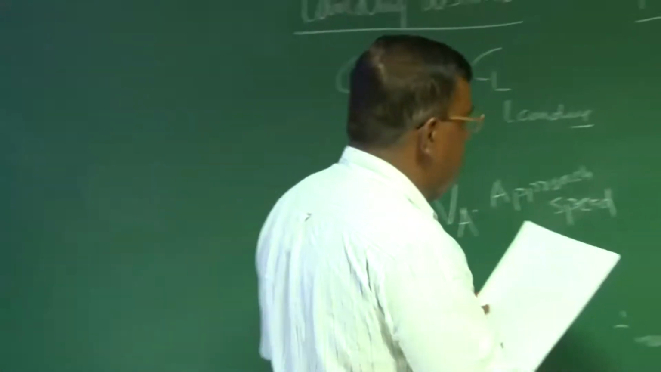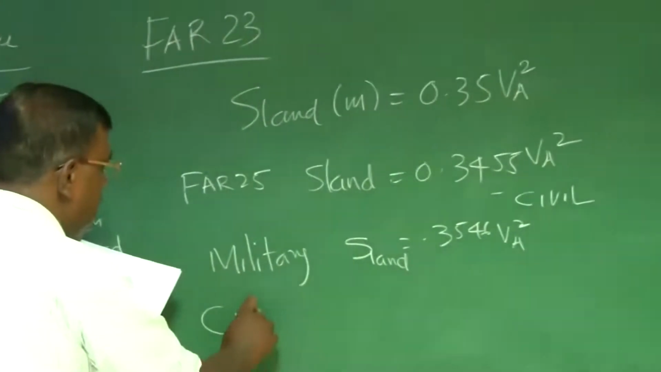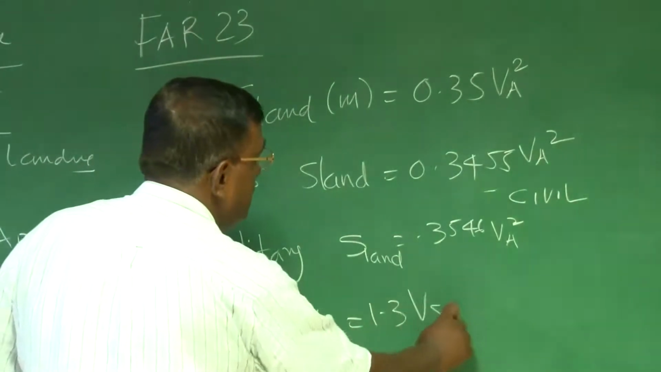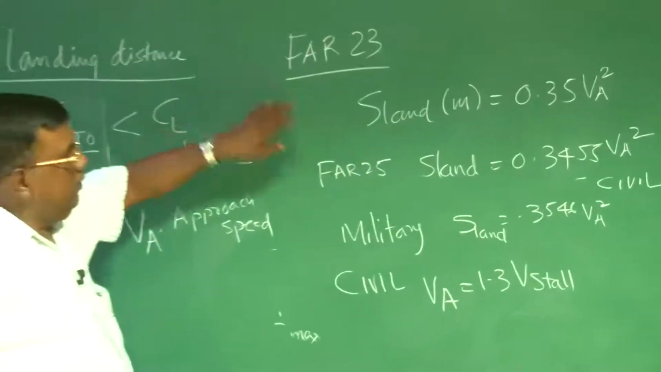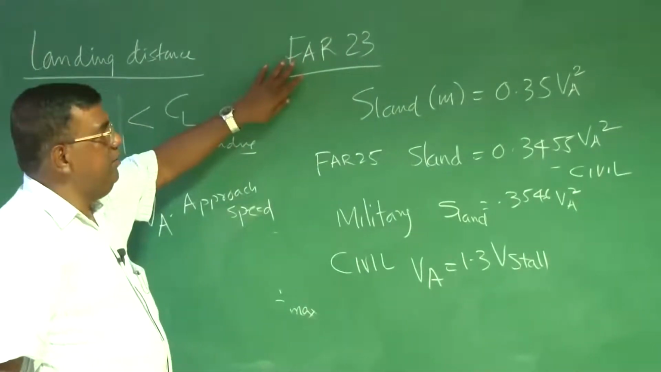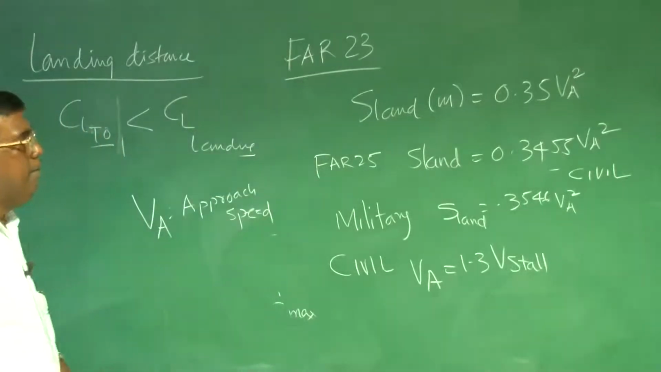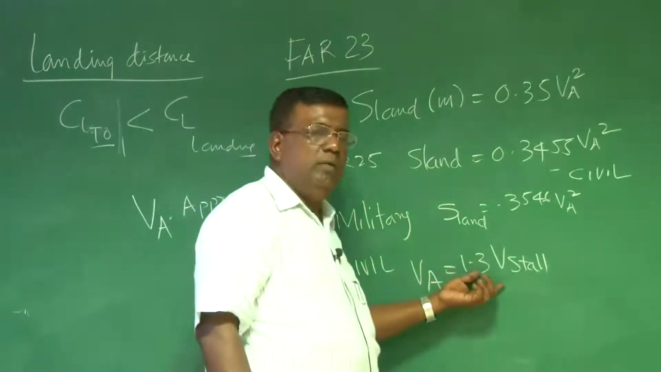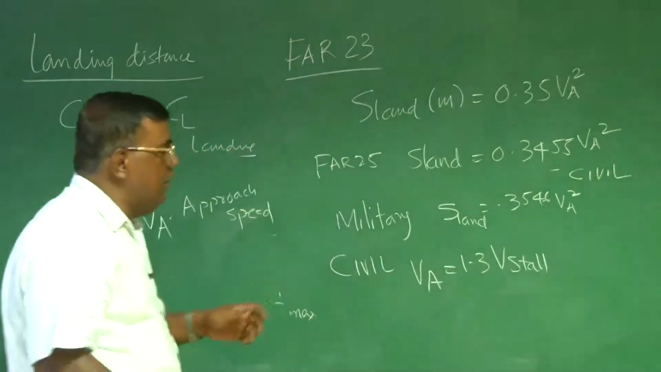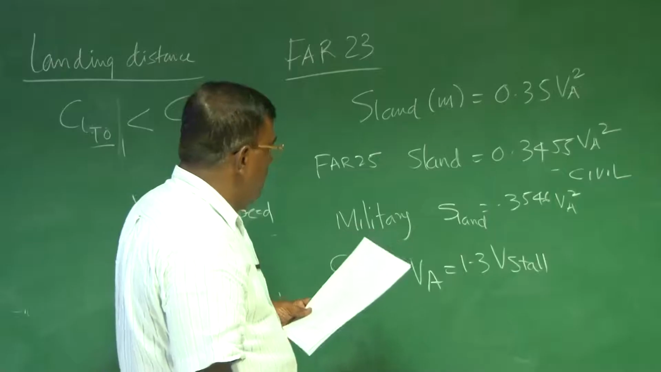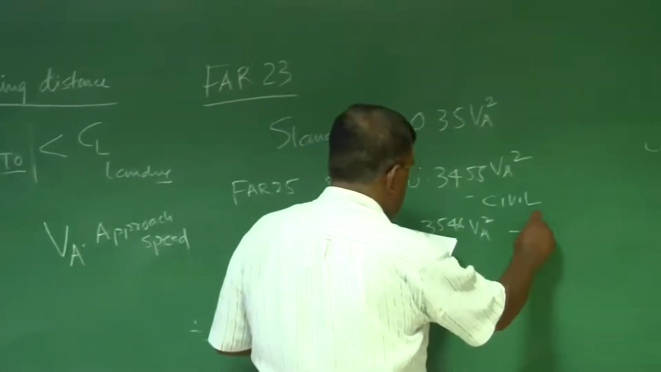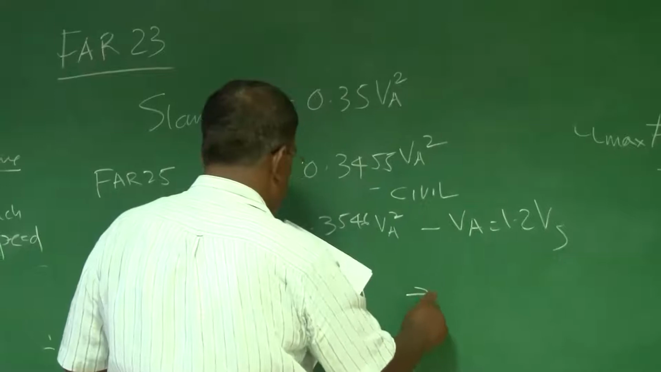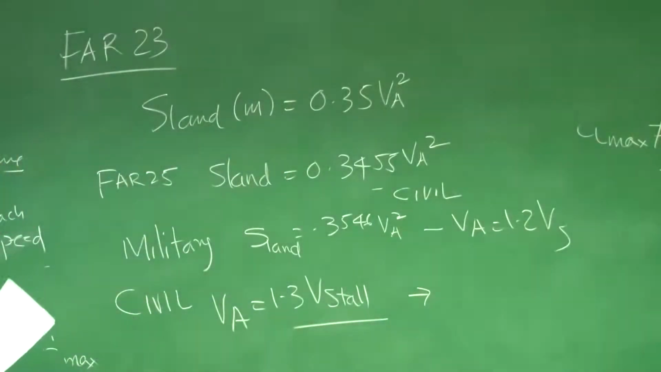And if you see the regulations for civil, VA is 1.3 times V stall. Please note that whatever VA conditions I am giving there as per FAR 23 and 25, they are old. Now they have been modified, but it will be hovering around 1.2 and 1.3. So you understand what is required. That's more important. And for military, VA is 1.2 times V stall, and for civil it is 1.3 times V stall.